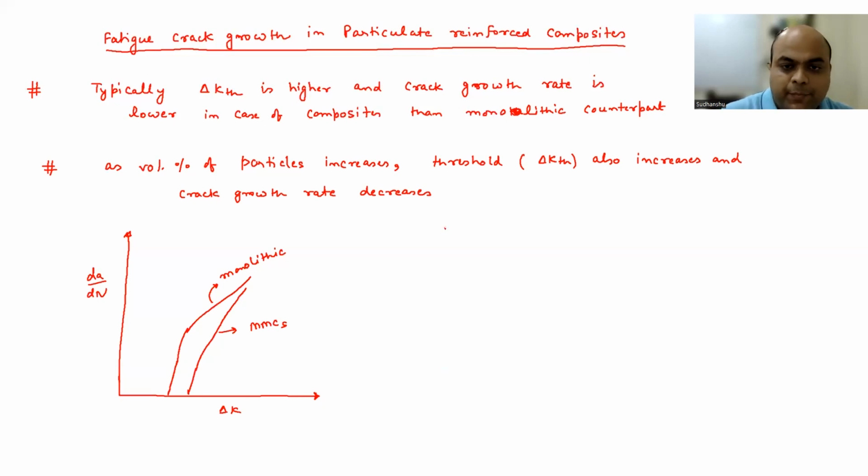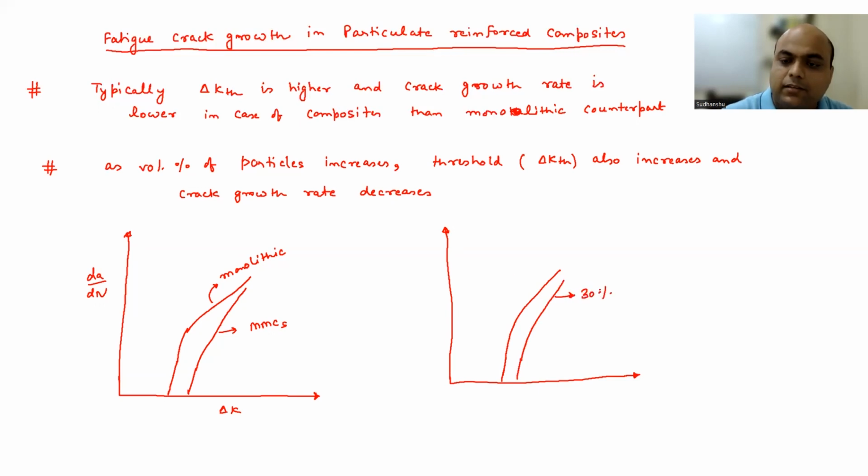Okay, now second plot is for different volume percentage. So one is for say 20% and another one is for 30%. So 30% right one, 20% left one. dA by dN versus delta K.